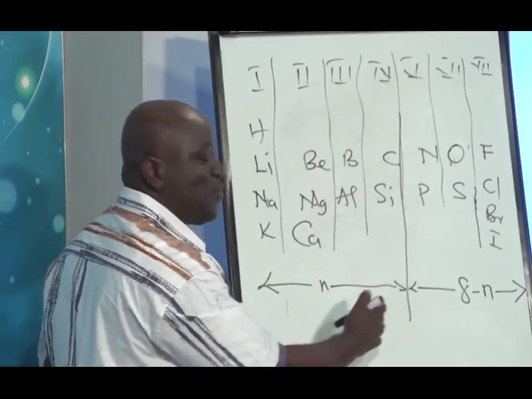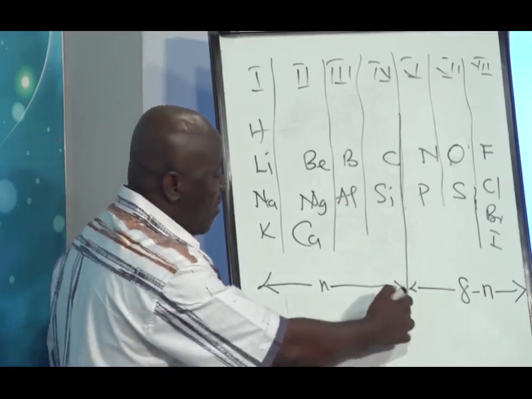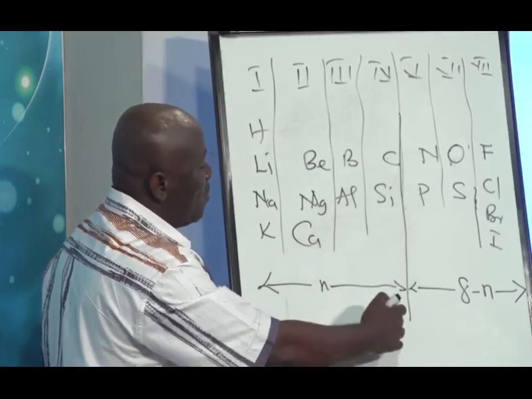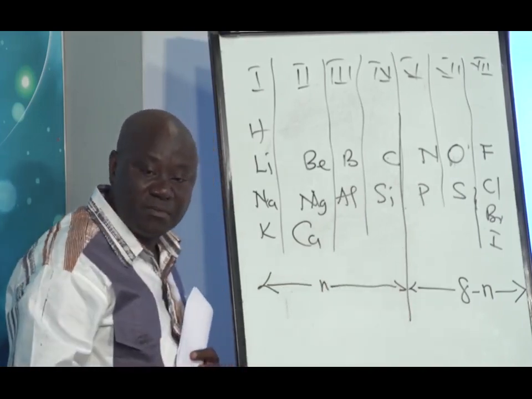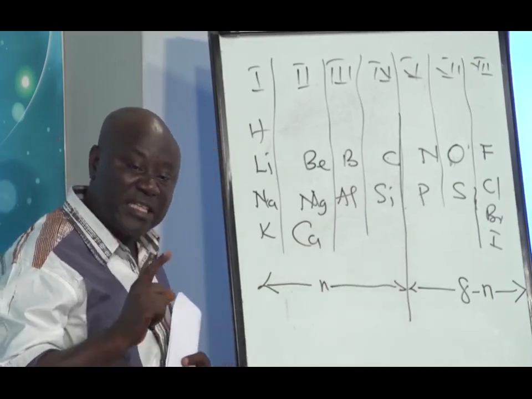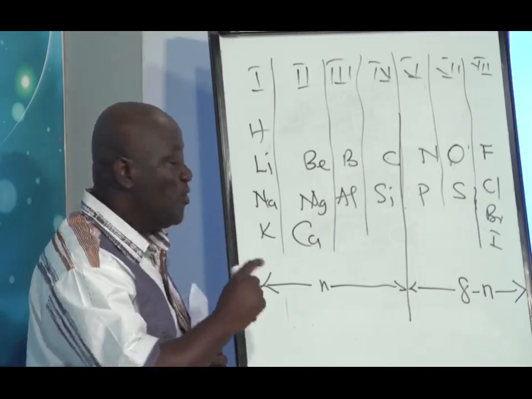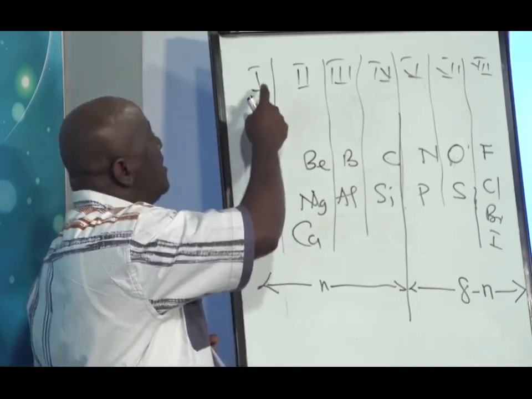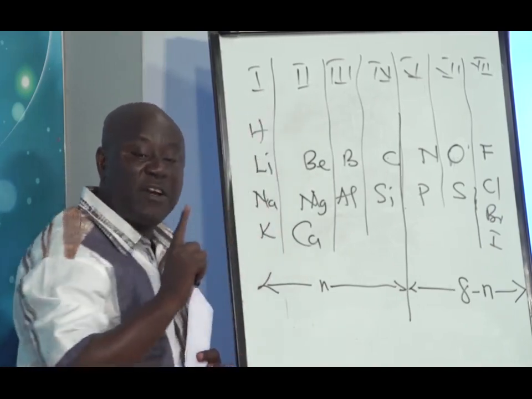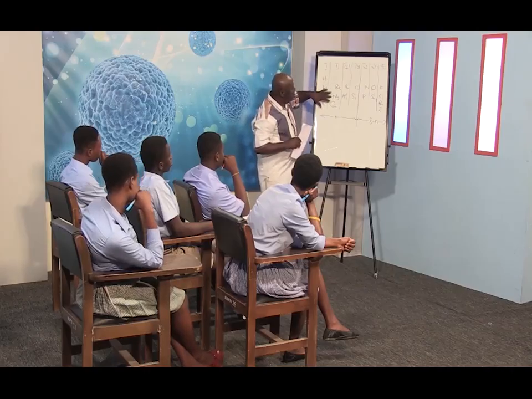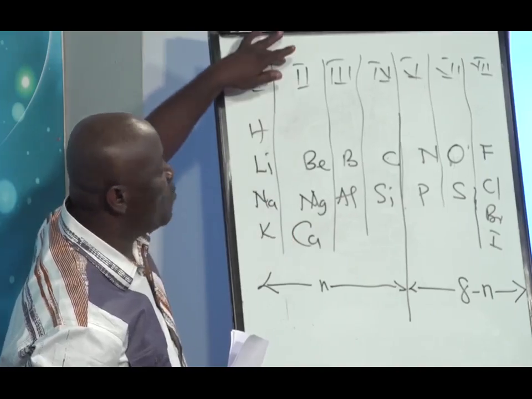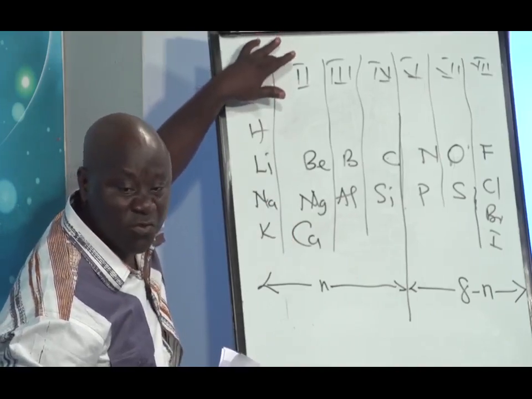All the elements to the left of group 4, or should I say group 5, their valency is equal to the group number. So all the elements here, they are in group 1, and therefore they have a valency of 1. Beryllium, magnesium, calcium, they are in group 2, and therefore they have a valency of 2.